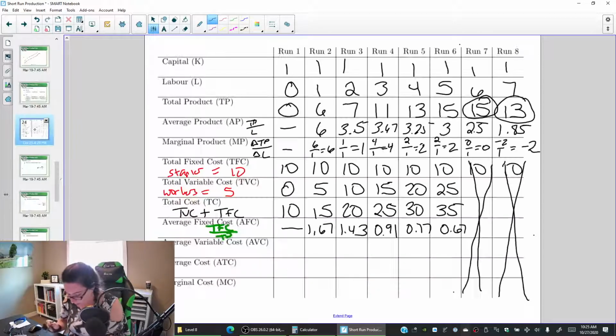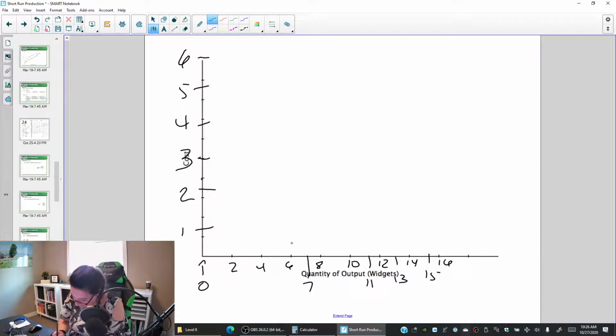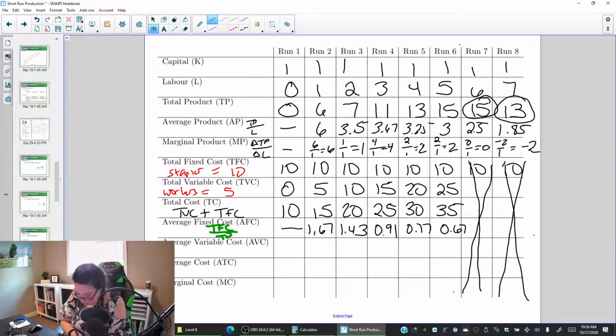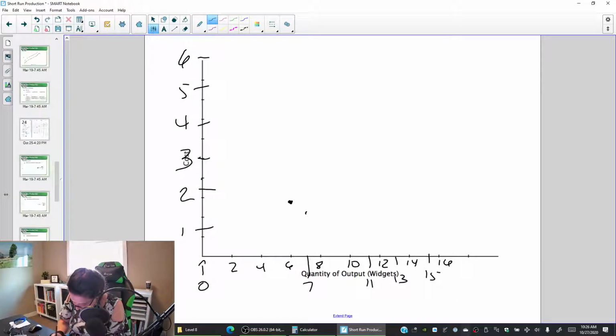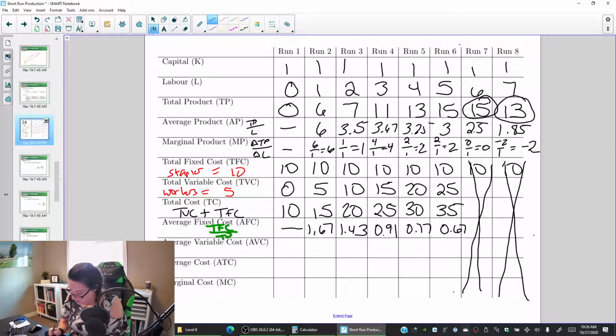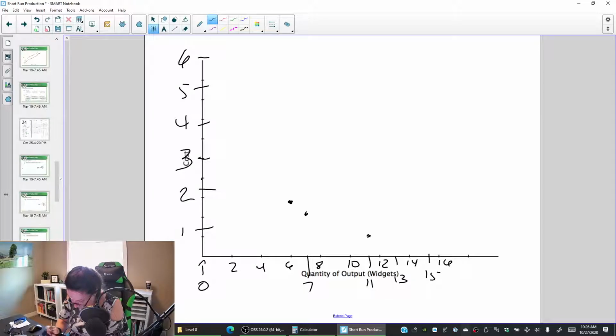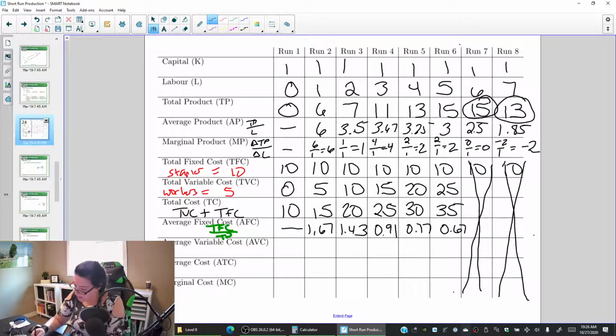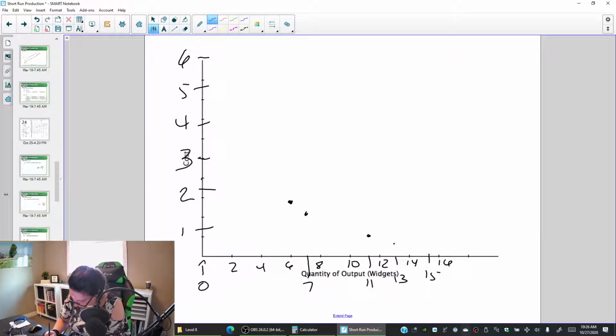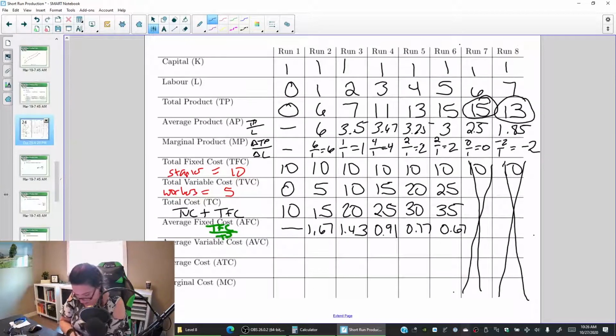Okay, so we are plotting average fixed cost. We are skipping the 0, and we are starting at 1.67 when we have 6 units. So at 6 units, we're at 1.67. At 7 units, we are 1.43. At 11 units, we're 0.91. And at 13 units, we're 0.77. And then we are 0.67.